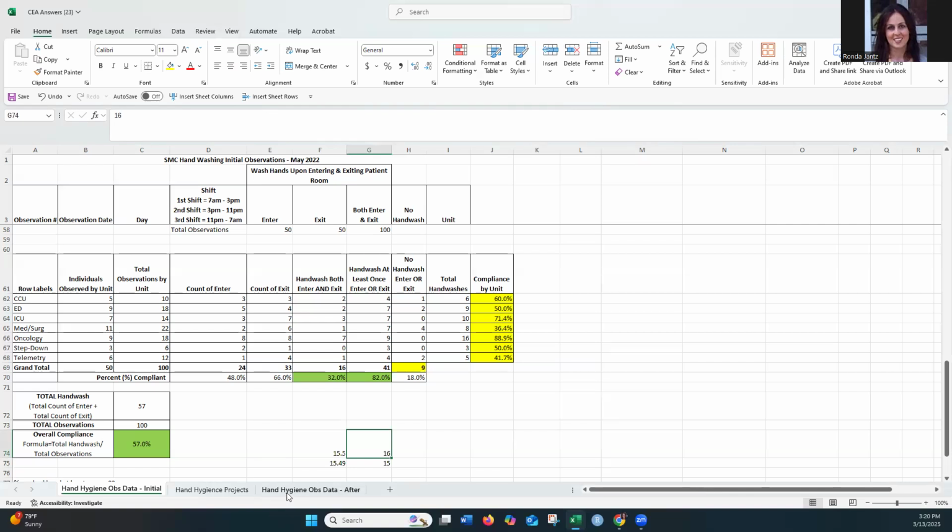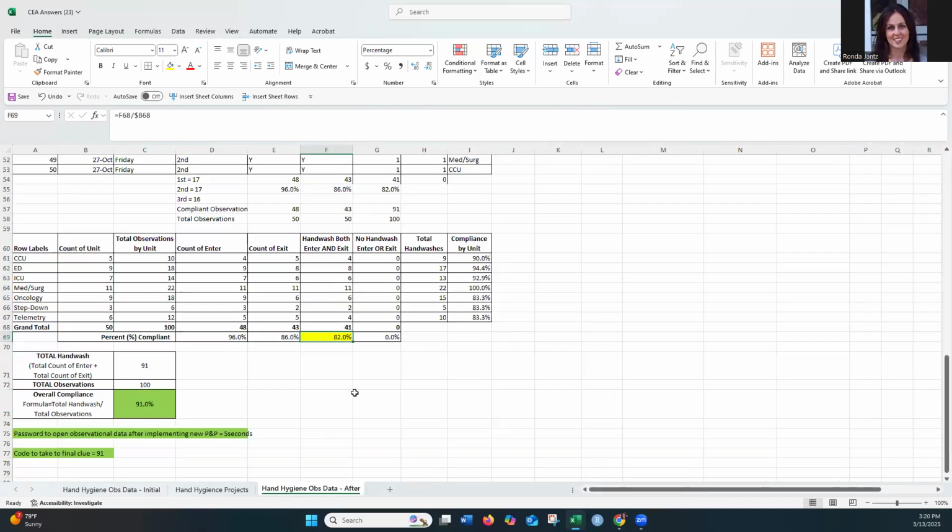Another thing I want to mention before the quiz: it will ask what's the percentage or number of people, I can't remember how it asks, that hand washed both enter and exit. You're going to use this column right here, hand wash both enter and exit. Students can get confused and look at this total number here, because that's not enter and exit. That's just the total number of hand washes. That can be a little tricky sometimes, so please be careful here.